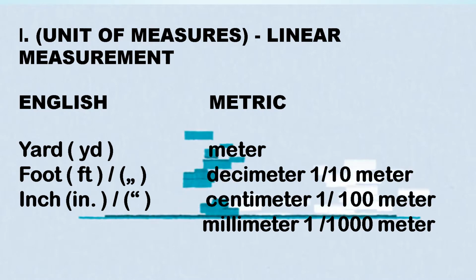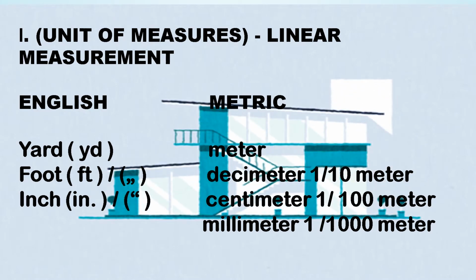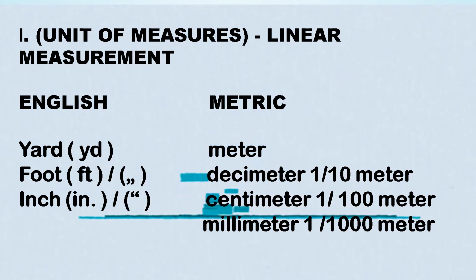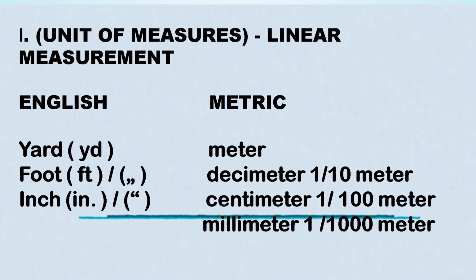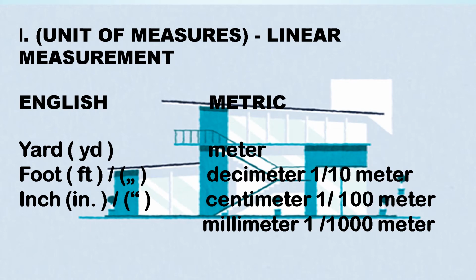Unit of measures, linear measurement. We have here English and metric. The first, English, we have yard, metric, meter. Second, we have the foot, and the metric is decimeter, 1/10 meter.